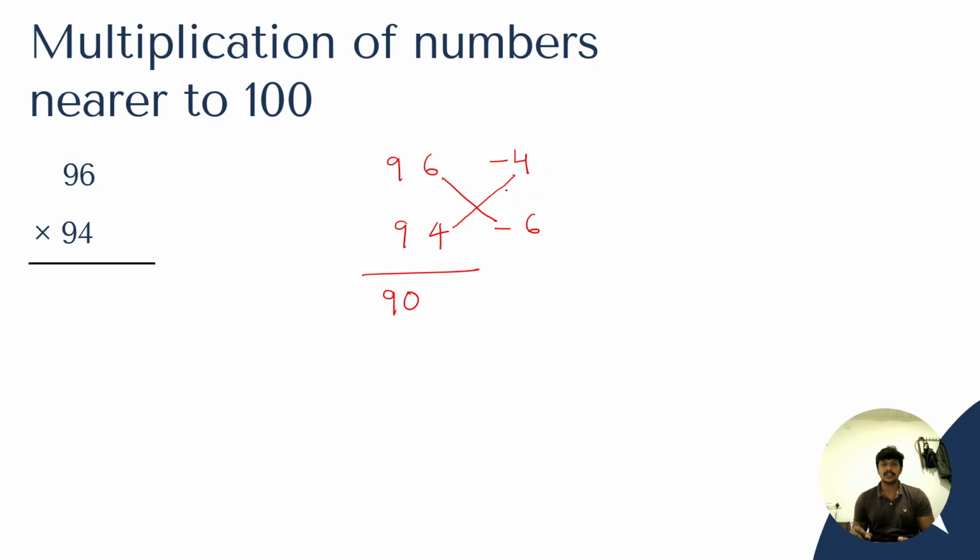For the second part, simply multiply the differences: 4 into 6, 24. This is going to be your answer for the product of 96 and 94. Let's repeat one more time.